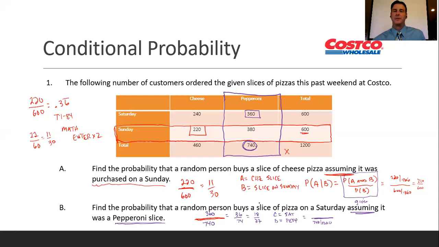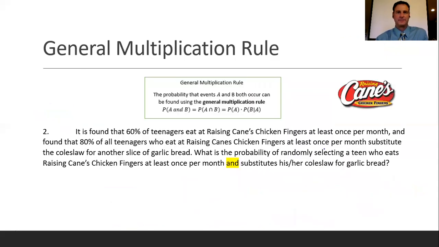Okay, and then in your numerator, you have to find the intersection of these two. Okay, so people who bought both a pepperoni and a slice on a Saturday, there's 360 over 1200, and again, the 1200s will cancel out and you get the same thing. Okay? All right, so that is conditional probability, which means, again, you're using this idea that there is a subgroup that you're really collecting information on, not over the total group.